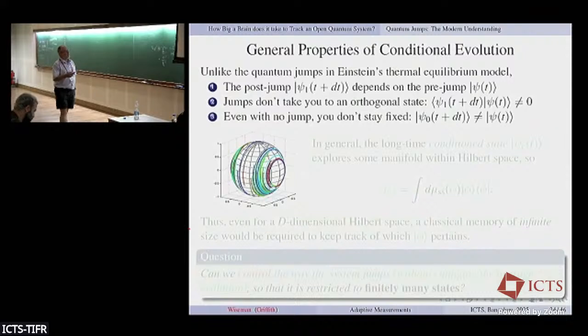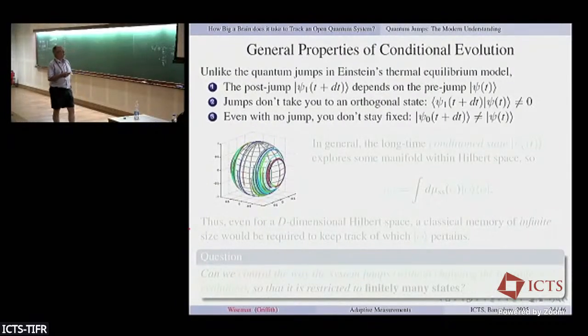It's not even the case that the post-jump state is necessarily orthogonal to the pre-jump state. It's not like jumping between distinct energy levels as in Einstein and Bohr's theory. And even with no jump, in the Einstein-Bohr theory, if you don't jump, then you just stay in the energy level you began in. But for a general master equation, that's not the case. You're going to move around.